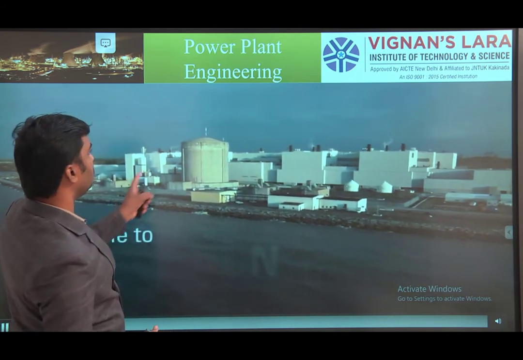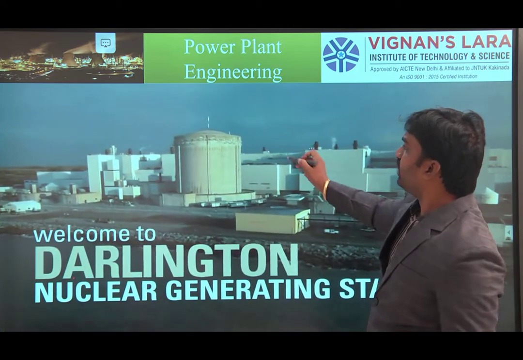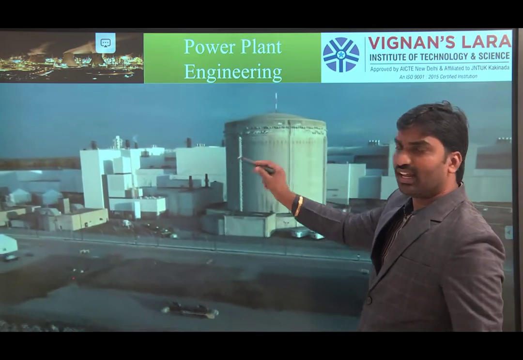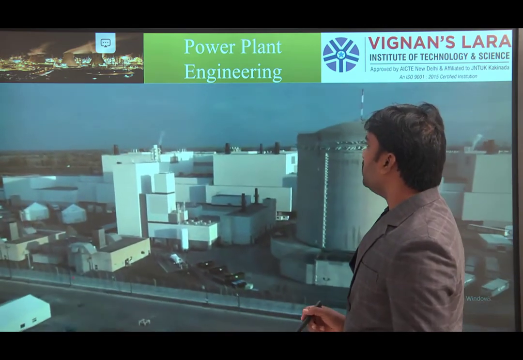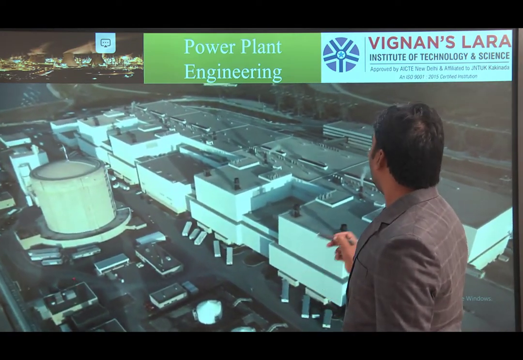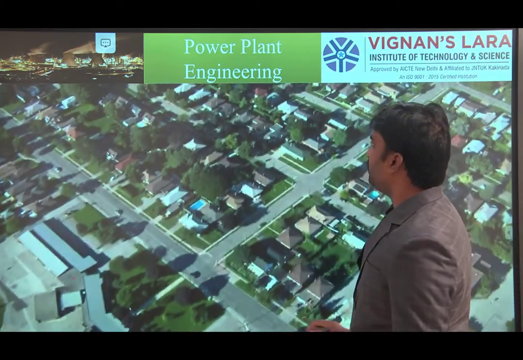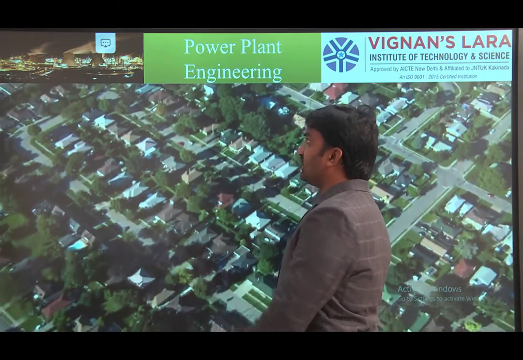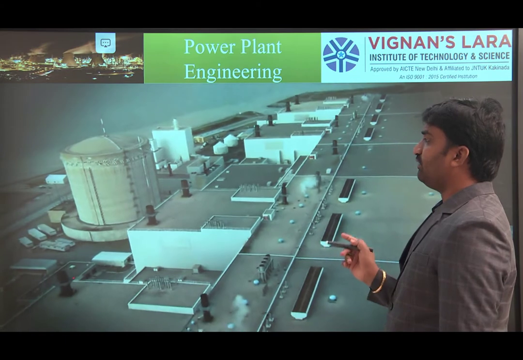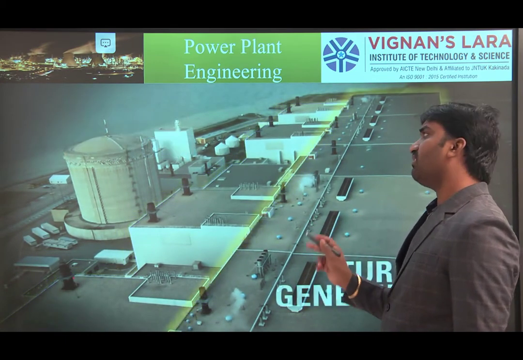See here, this is the site of the Darlington nuclear generating station. These are the core sections, where we are generating the nuclear energy. It is very far away from Toronto, around 70 kilometers away. And these are the reactor points here. This is the province of Ontario, where most of the electricity is generated using nuclear power only. A lot of power generating units are there, and especially the Darlington nuclear power station is the largest one.